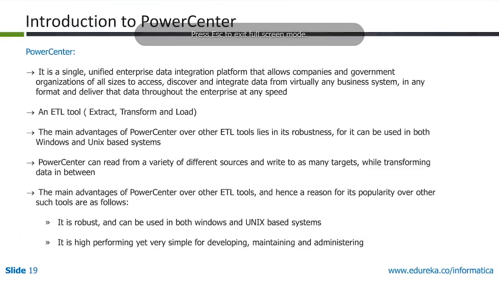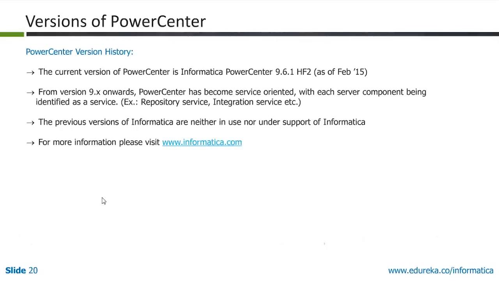Okay. So now, the current version is 9.6.1 HF2. HF2 is basically hotfix 2. Informatica religiously releases hotfixes to fix bugs that were present in some of the previous versions. The hotfixes come as a separate installation, so you can directly install the hotfix, or you can upgrade your existing installation with the hotfix.